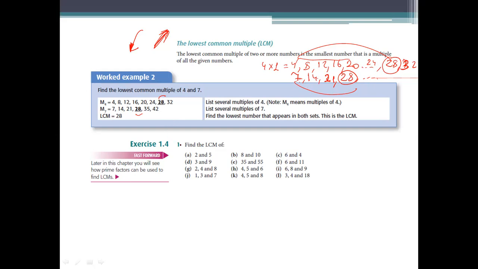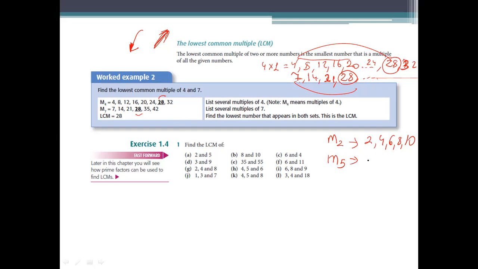So exercise 1.4, find the LCM of 2 and 5. What is the LCM of 2 and 5? First of all, we need to write, like in the example, M2 and M5. So what is 2 times 1? 2. What is 2 times 2? 4, 6, 8, and 10.